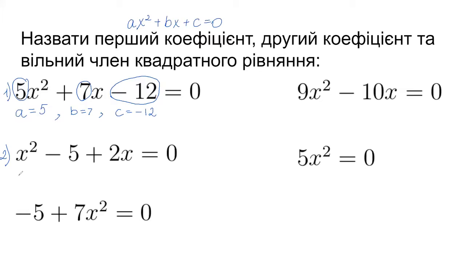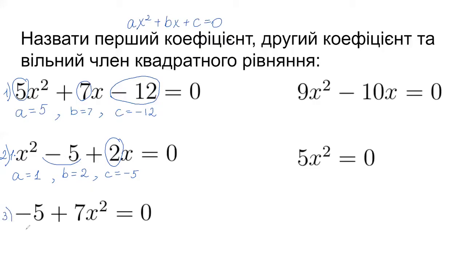x squared minus 5 plus 2x equals 0. What would be coefficient a? What is it with x squared? Nothing? No, it's just 1, because 1 times x squared would be x squared. So next coefficient b. B should be minus 5. Is it true? No, it's not true. Why is it not true? Because b is the coefficient with x. What is with x here? It's 2, positive 2. So actually b equals 2. And minus 5 is your coefficient c.